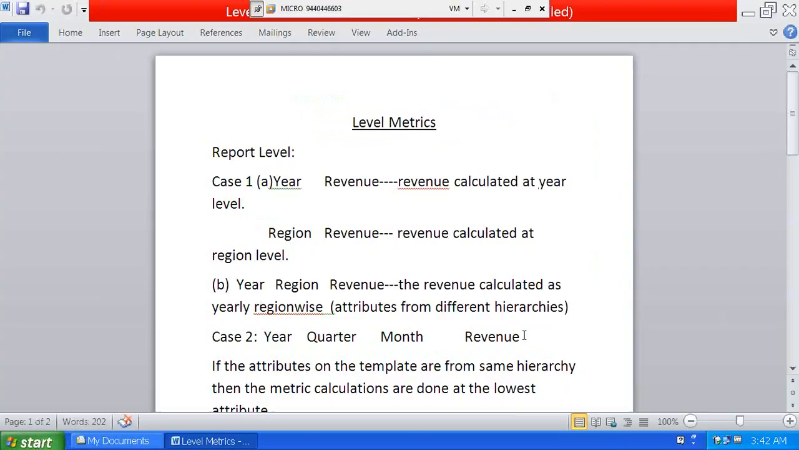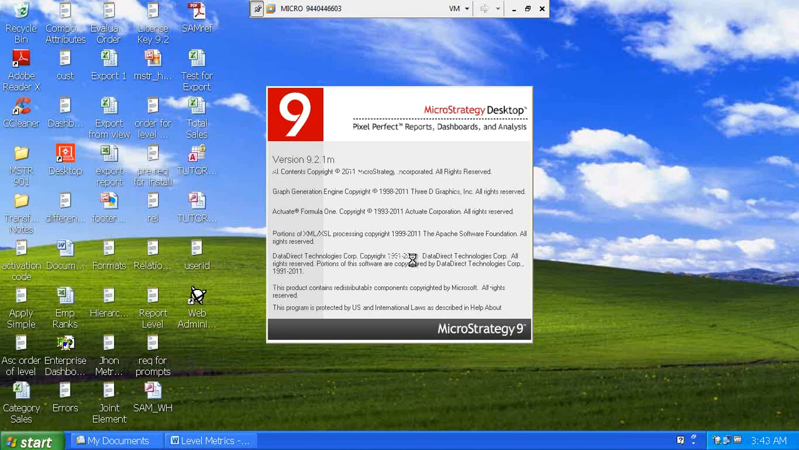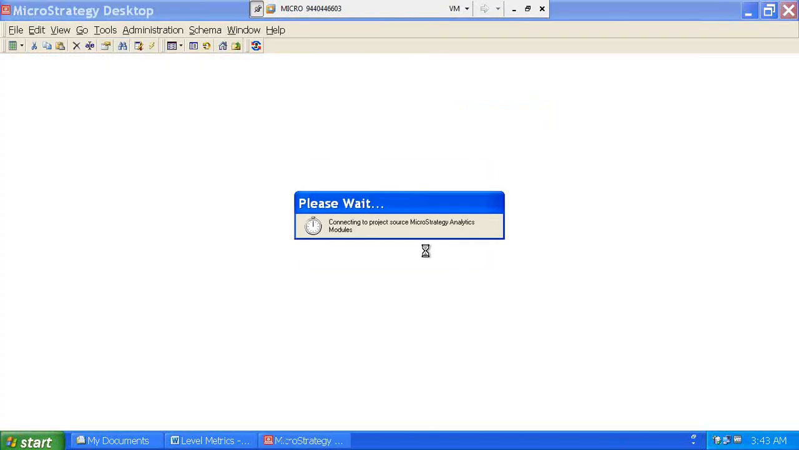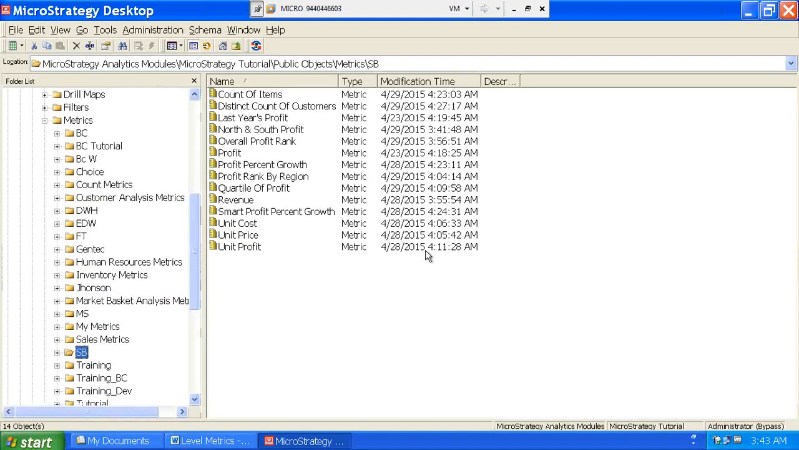Generally, any metric, as I have shown many times when I was discussing the components of metrics: formula, condition, level or dimensionality, transformation. At that time we have seen that any metric will have the level or dimensionality by default at the report level. Let it be a conditional metric, a transformational metric, or a simple metric, any metric, compound metrics also, but in compound metrics the level is disabled.